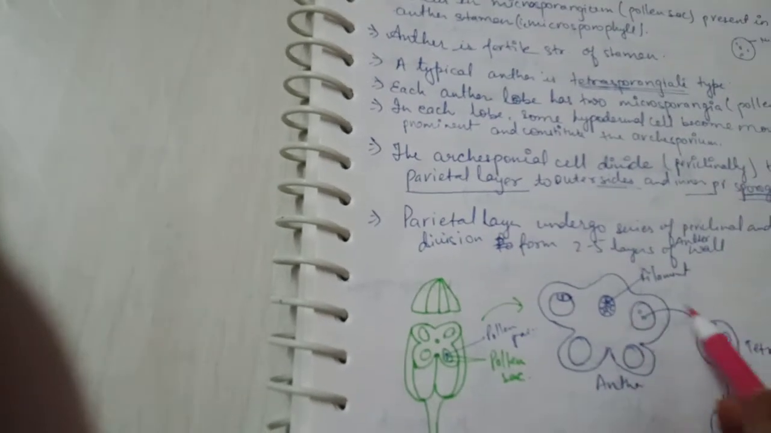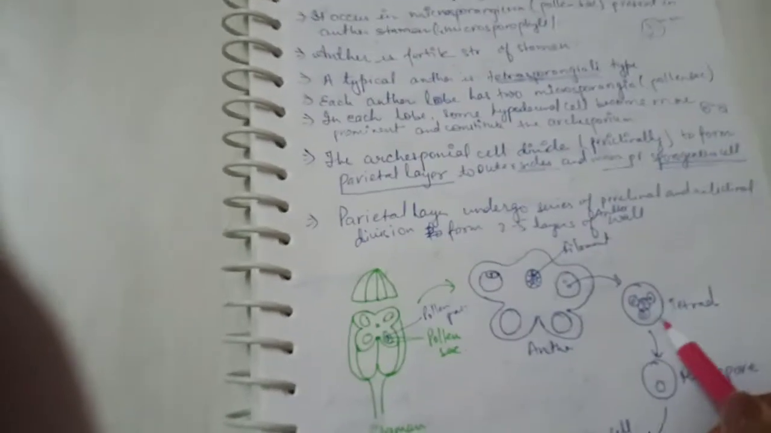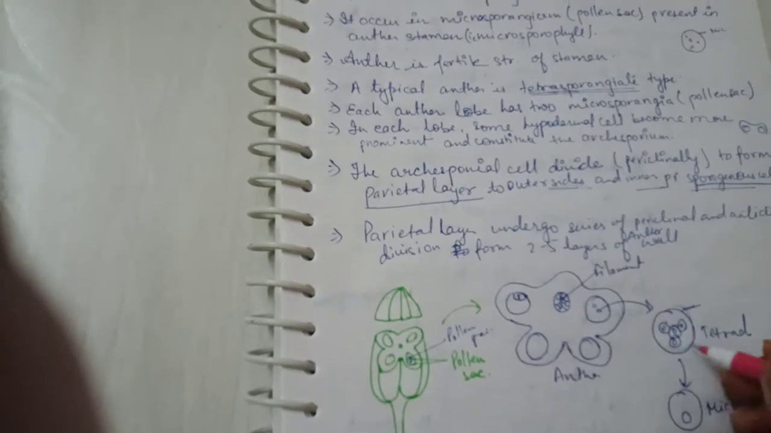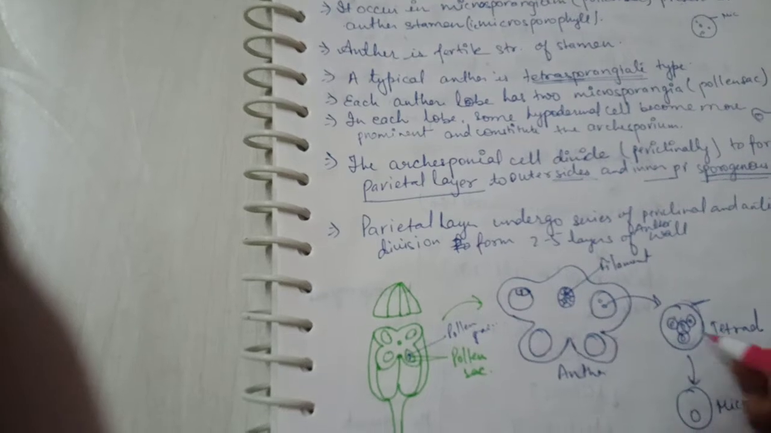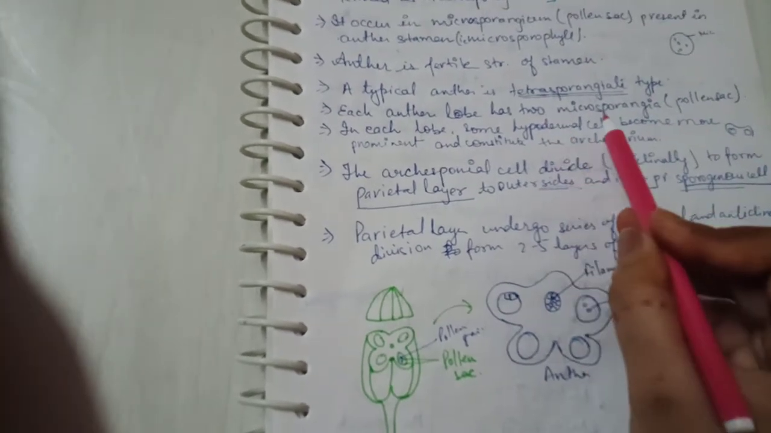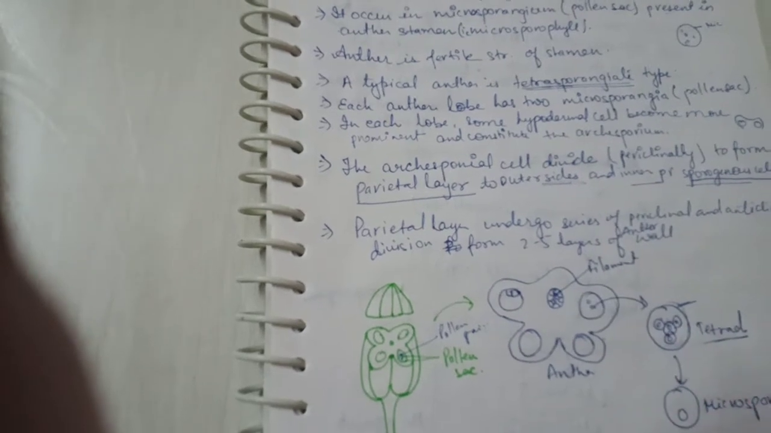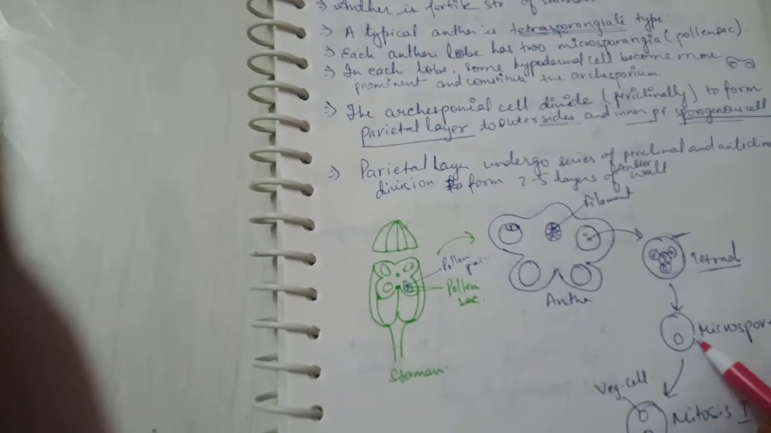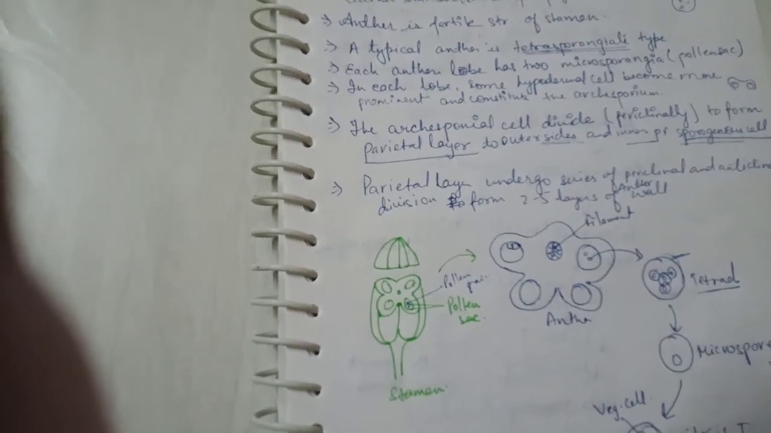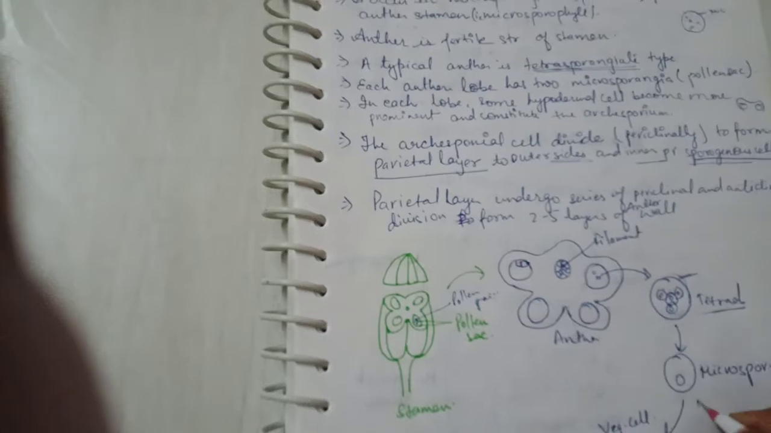So we can put it over here. This is a microsporangium. Inside it the microspores are arranged in a tetrad form, which we call the tetrasporangiate type. Now this is a microspore, and this microspore gets divided.